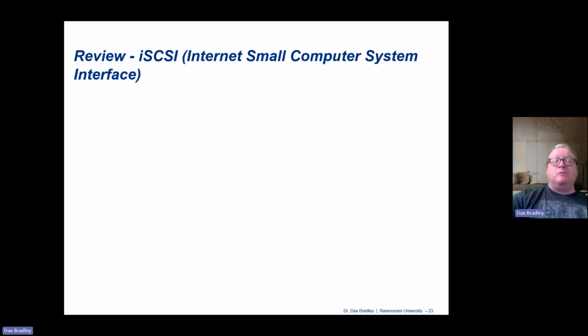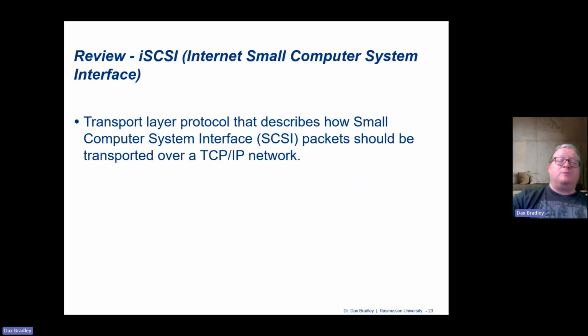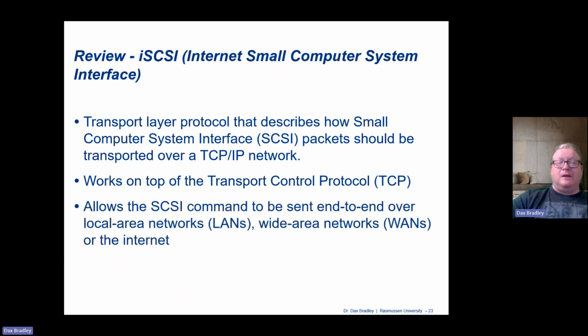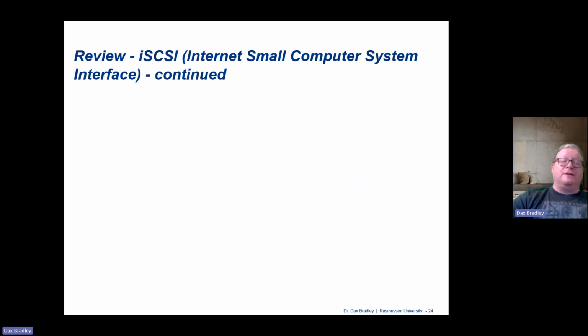iSCSI, the Internet Small Computer System Interface, is a transport layer protocol that describes how Small Computer System Interface packets should be transported over a network like a TCP/IP network. That protocol works on top of TCP, the Transmission Control Protocol. And it allows the SCSI commands to be sent end-to-end over local area networks, or LANs, as well as wide area networks or the internet.